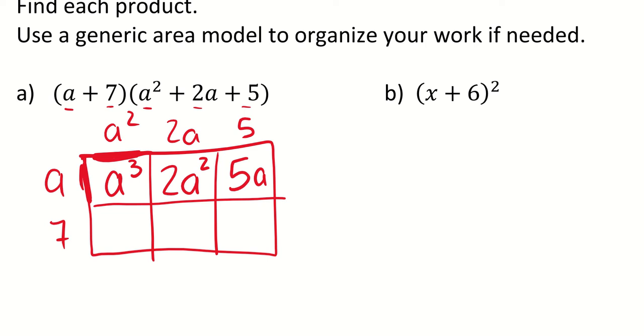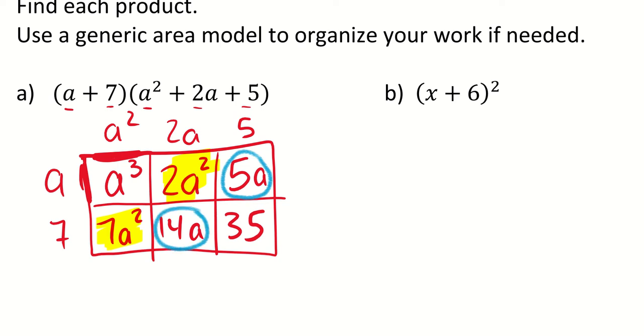Let's go down to the second row. I've got 7 times A squared, which is exactly 7 times A squared. And then I've got a 7 times 2A, which would be 14A. And then finally I have 7 times 5, which is 35. So two sets of these boxes have like terms in them. I can combine them. I can definitely combine the 2A squared with the 7A squared. And I can also combine this 5A with the 14A.